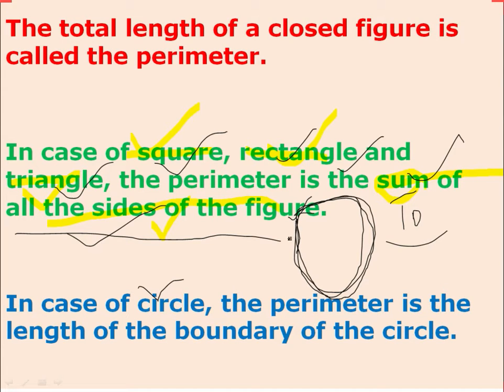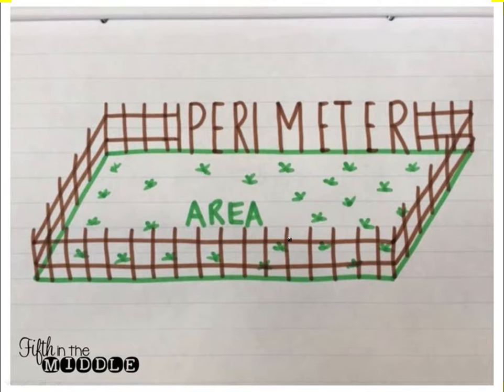So I hope you understand the concept of perimeter, and how we can measure the perimeter of a square, rectangle, triangle and the circle. Now dear students, I have taken one more image from the website, through which we will try to understand the concept of perimeter in a better way.